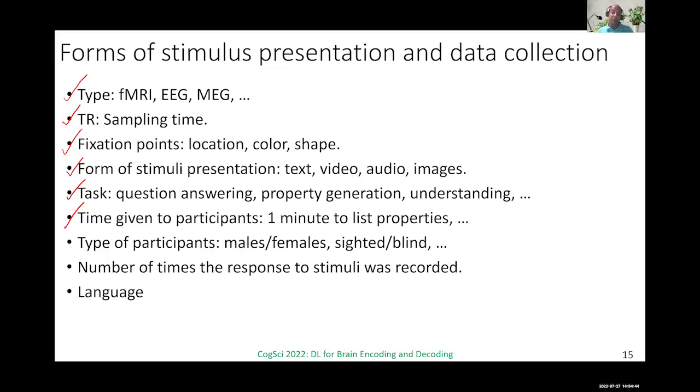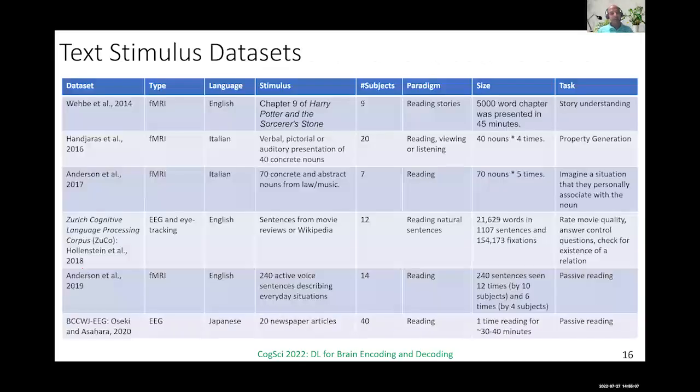Time given to participants could be anywhere from 1 minute to list the properties to even longer or shorter time periods. Oftentimes it's probably shorter so that the recording can be done more accurately, right? Type of participants, different demographies. Number of times the response to stimuli was recorded, so as to have more confidence in the recordings. And then lastly, of course, language. So what is the language in which stimuli is presented when it is text-based?